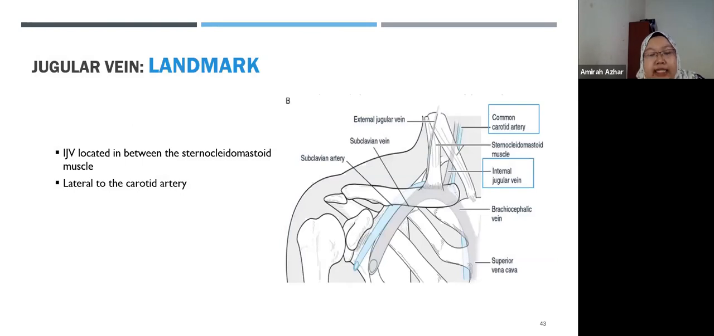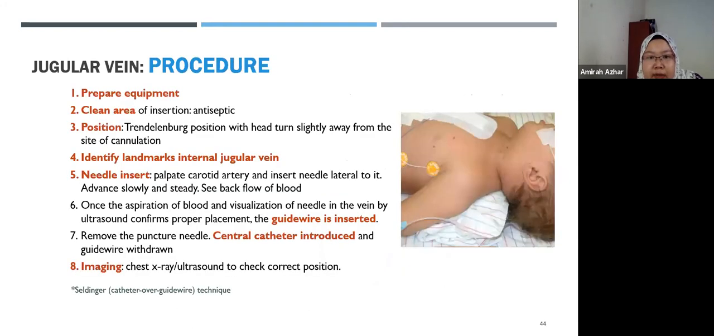Now, the important part is the landmark. The jugular vein is located at your neck. Specifically, as you can see in this picture, we are interested in the internal jugular vein. I highlighted that the internal jugular vein is located between your sternocleidomastoid muscle, and specifically it is lateral to the common carotid artery. All right, let's see the procedure.